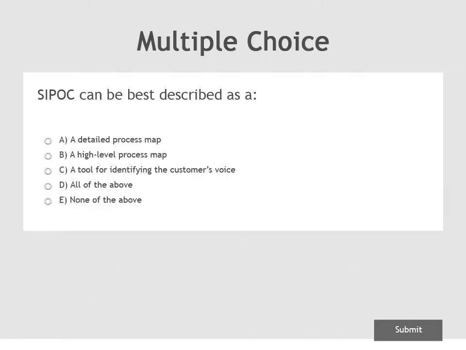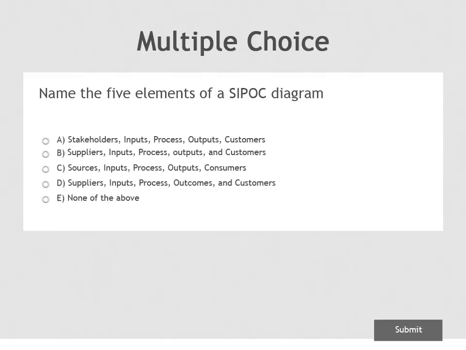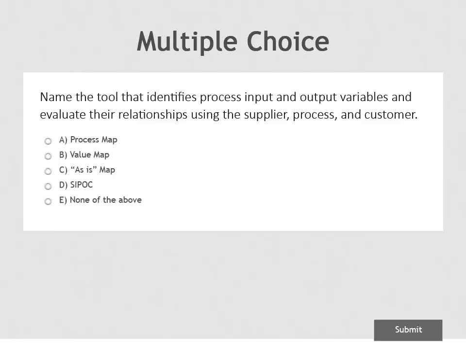Time to take a test. SIPOC can be best described as... Keep trying until you get the right answer. Name the 5 elements of the SIPOC diagram. Keep trying till you get the right answer. When finished, move on to the next question. Read the question carefully before making a selection.